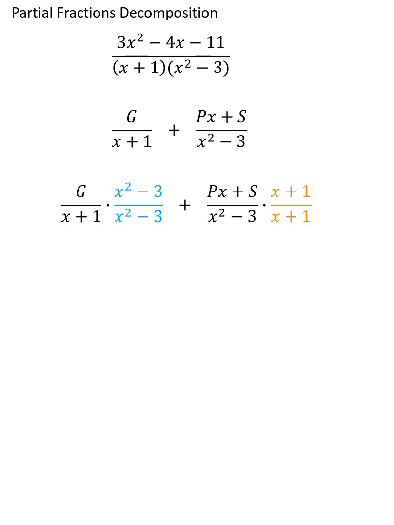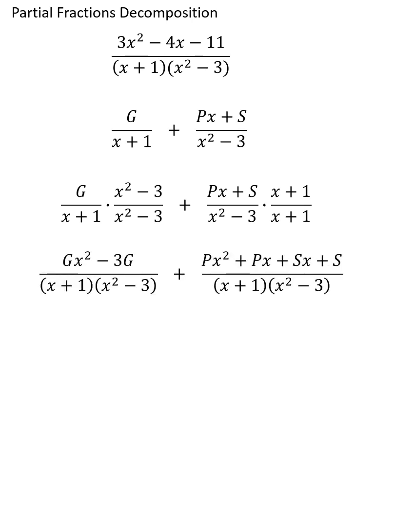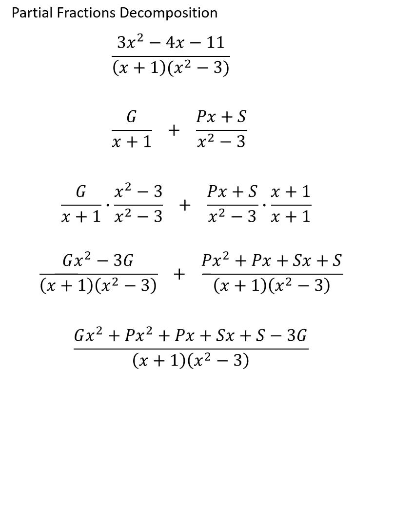So I will use the multiply by 1 trick twice. Notice the blue thing is a 1 and the orange thing is a 1. I'll use this trick twice to get a common denominator. I'll work out the numerators. The algebra is a little messy, but it's something you can handle. And then I'll combine my numerators over a common denominator.